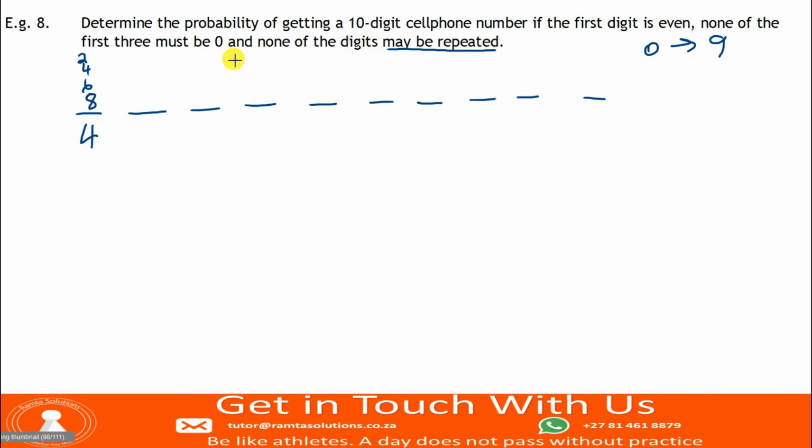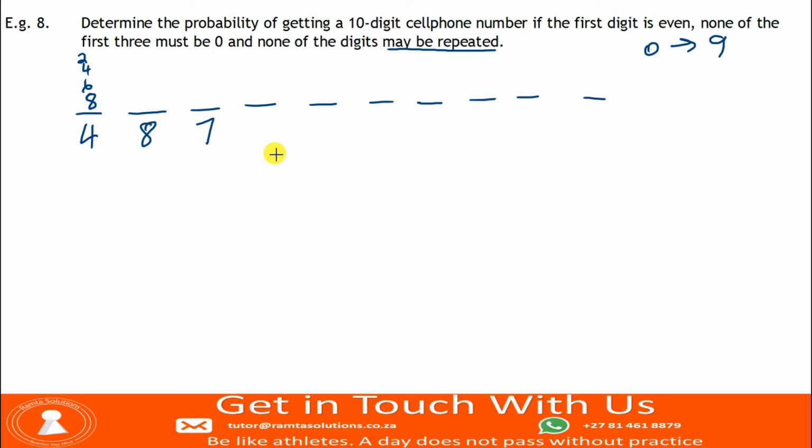And then none of the first 3 must be 0. You have taken one number here. How many numbers do you have left? You are left with 9, right? But because you don't have to take a 0, you are left with 8. And then again, you don't have to take a 0, you are left with 7, right? Do you guys agree with me? You are left with 7.